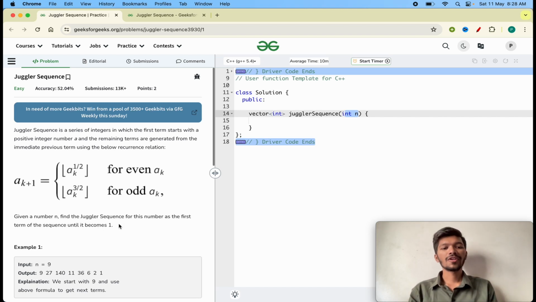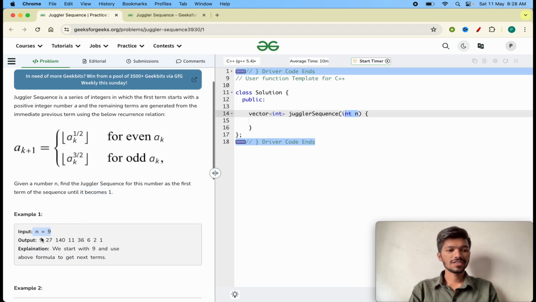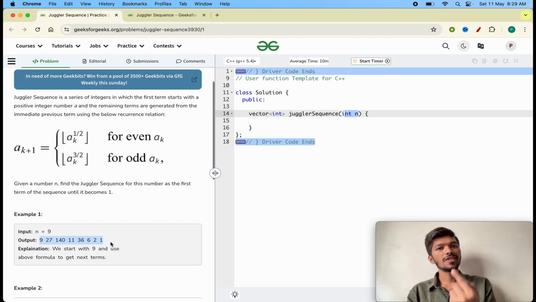And the most important point is we need to keep on generating this until our final answer comes to 1, right? So here is the input. We can see that n is equal to 9, so we get 9, 27, 140, 11, 36, 6, 1. The moment we have reached 1, we will print it and stop at that point.